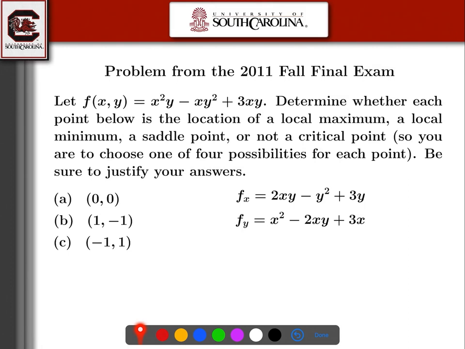So you can see if I plug in 0, 0 for x and y, both of these are 0, so that's going to be a critical point. 0, 0 is going to be a critical point.